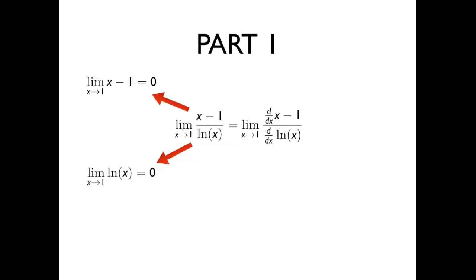Evaluating each of these derivatives, we get 1 on the top and 1 over x on the bottom, which means that this is the same as the limit as x goes to 1 of x, or just 1. And that's our answer to this part of the problem.